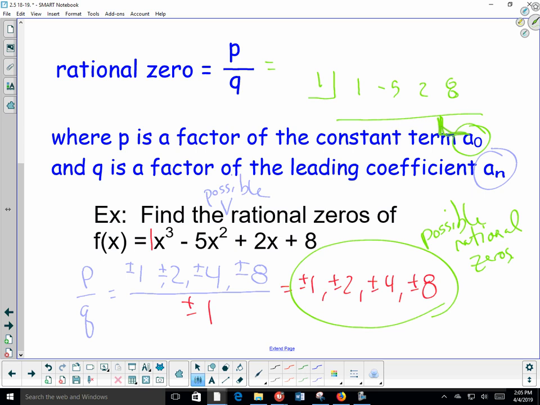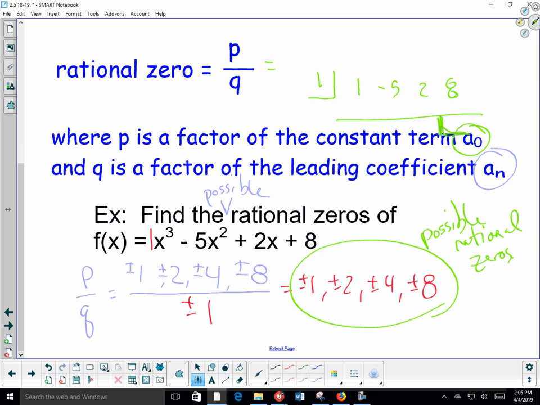So this is what they would have to do. Now, you're like, oh my gosh, I got to test 8 numbers? Well, testing 8 numbers is a whole lot better than testing, what? Infinite number of rational numbers. At least this is giving you a finite list to test. Does that make sense? Yes. Jenna?